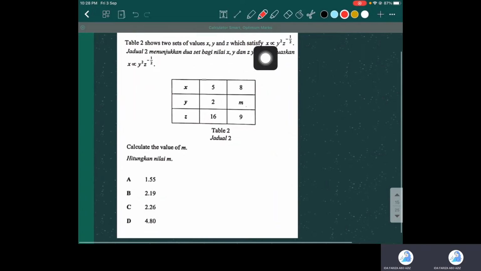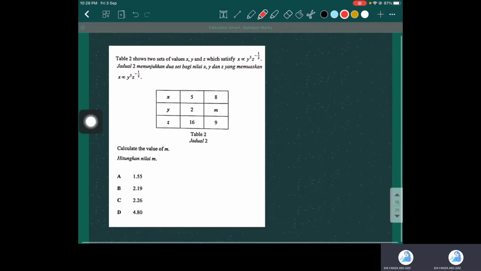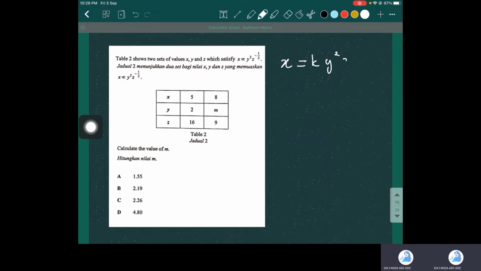Okay, so how do you want to solve a variation? So you kena cari value of K dulu. Kena cari you punya constant. So what does it mean by X? Okay, so sebenarnya kalau kita tukar kepada equation form, it is X equal K Y square Z power of negative 1/2. So kita akan masukkan benda ni dalam kalkulator kita dengan substituting your X, Y and Z.